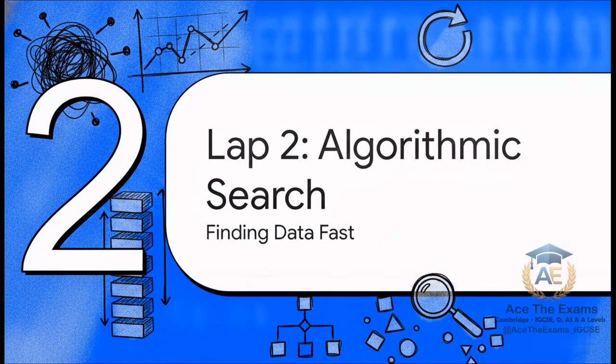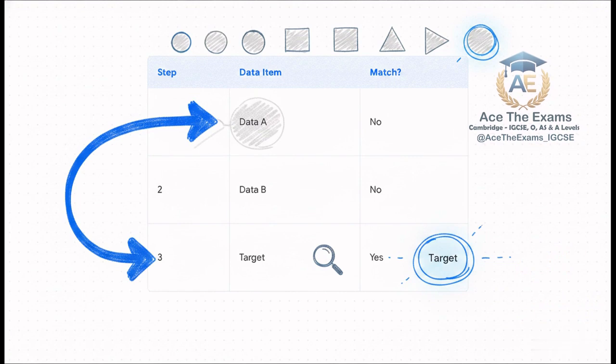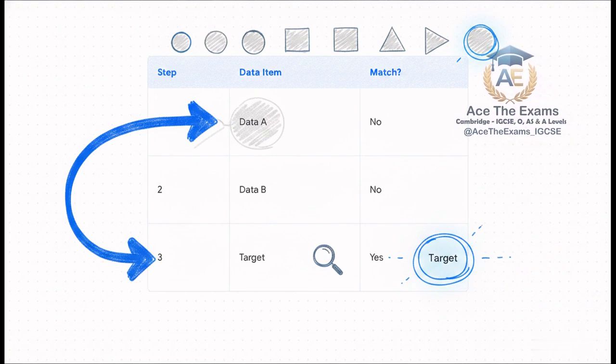Moving right along to Lap 2, Algorithmic Searching. So what's really interesting here is how we apply these instructions to actually find data when we're under pressure. Let's look at a fundamental method, the linear search.